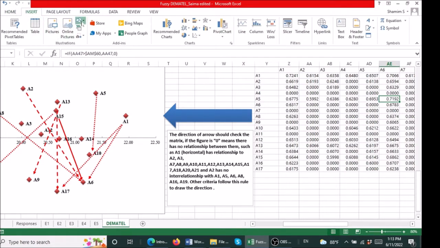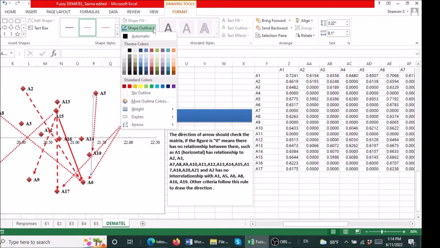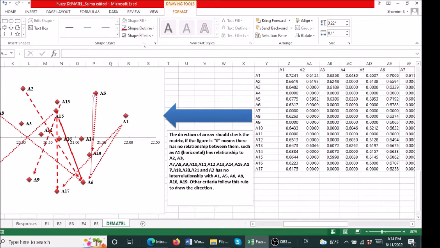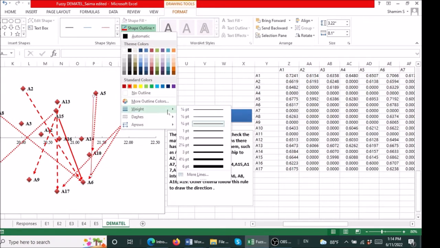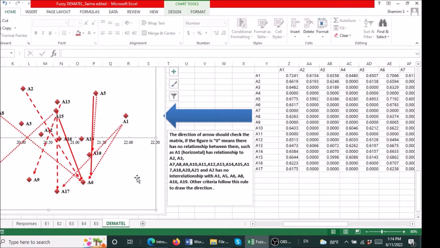Let's insert an arrow first, this one, okay, then draw a line like this, okay, change the color, change the weights, okay. So this is how we make solid line, okay, and we show the relationship or the effect of causal factor on effect factors.